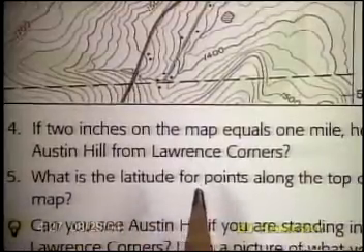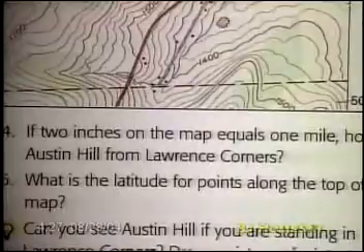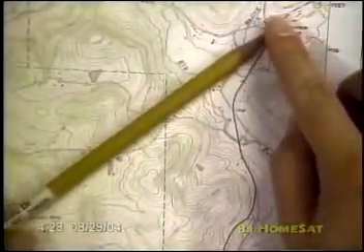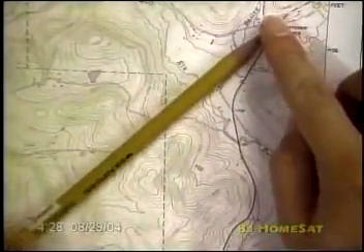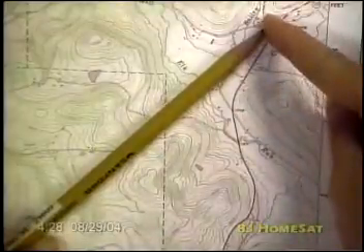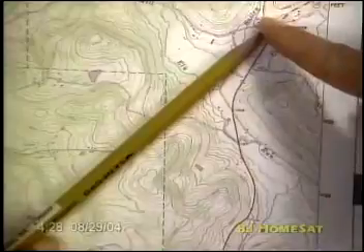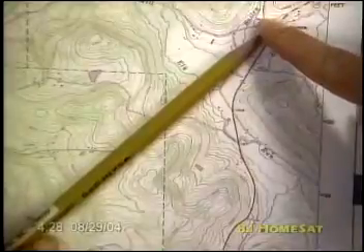So you can use your pencil. Let's back up here just a little bit. You can use your pencil kind of instead of a ruler to measure that, or you can use a ruler if you want to. But I'm just going to use my pencil here. And here's Lawrence Corners, and then here's Austin Hill. So it's about this far. All right, and 2 inches. Then you can compare your pencil mark to your ruler.